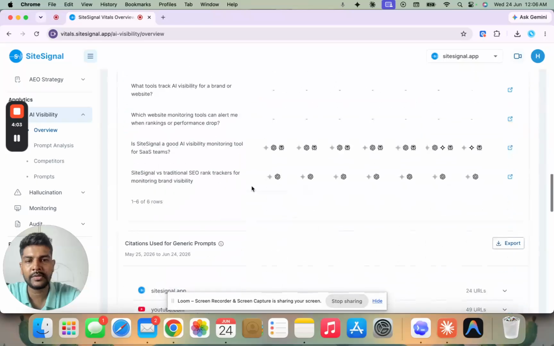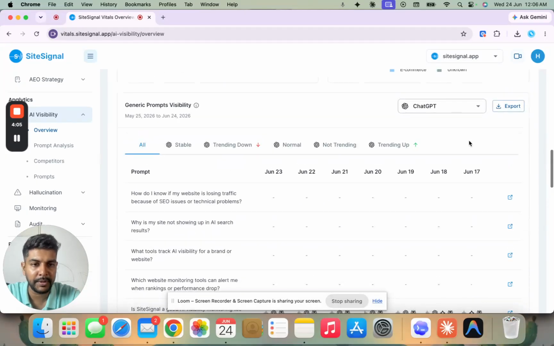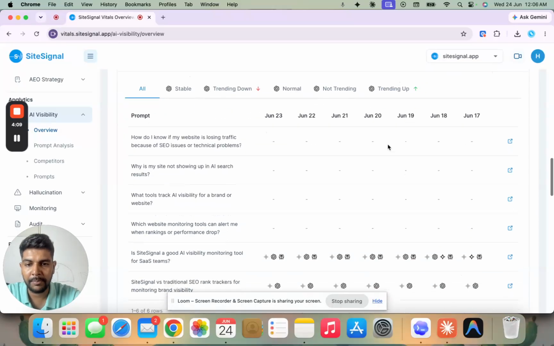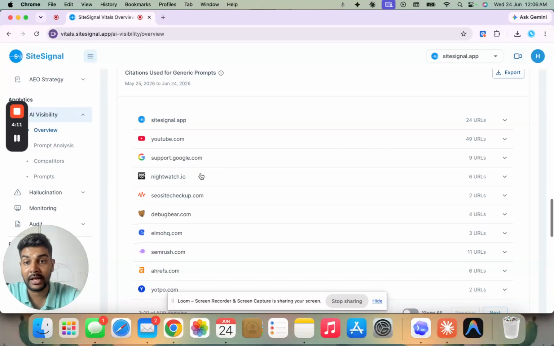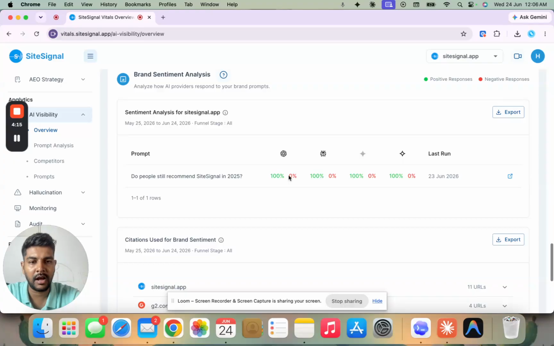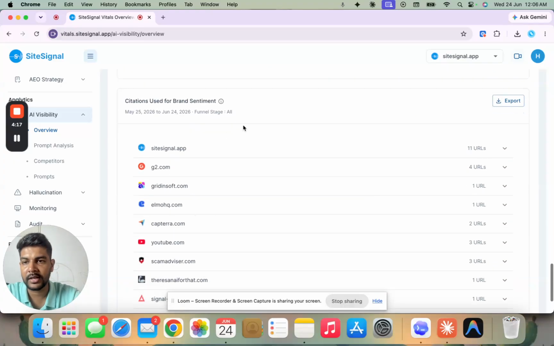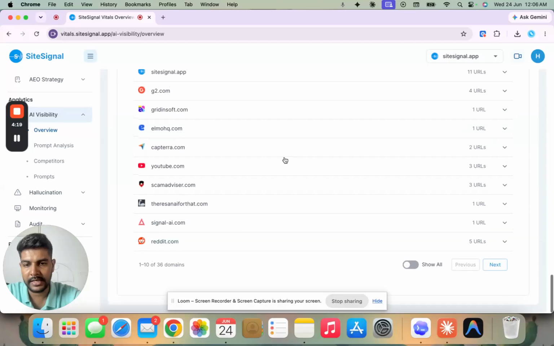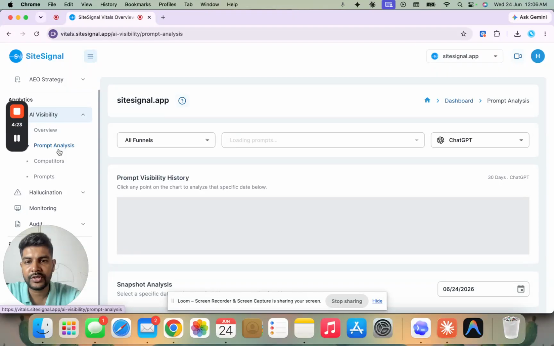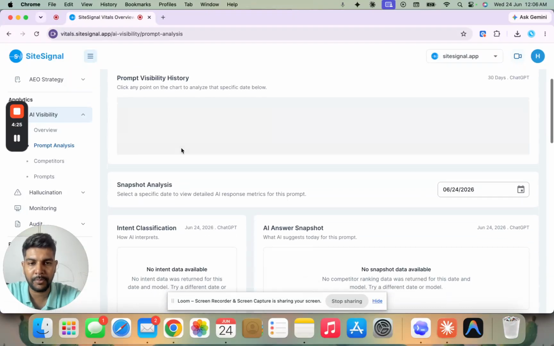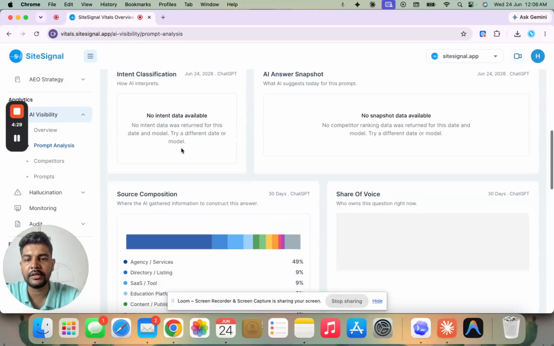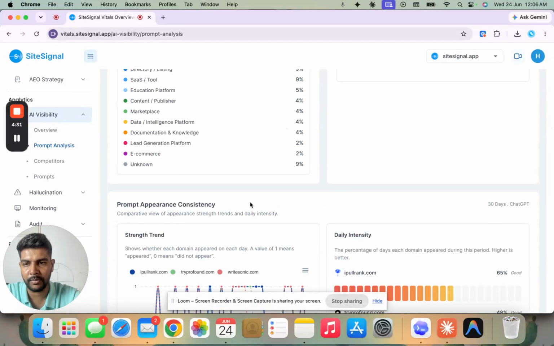And here you will be able to see how we are appearing over the time period, and whether they are trending down, normal, trending up, all of that. And then what the sources are, and then the brand sentiment analysis, 100% okay, and what the sources used for this sentiment are. And then you have the prompt analysis, which tells you about each individual prompt. Here it dives deeply into each individual prompt and tells you the story about it.